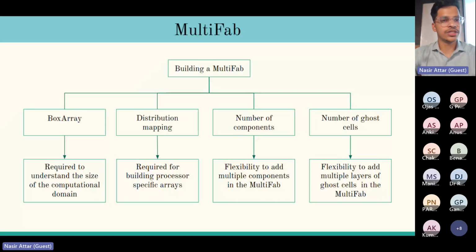So it will understand the size on its own. You'll give the distribution mapping, so that it will give processor-specific arrays to each processor. Then you can give the number of components, which we'll come to later, and also the number of ghost cells.